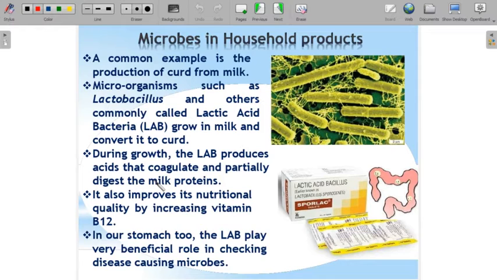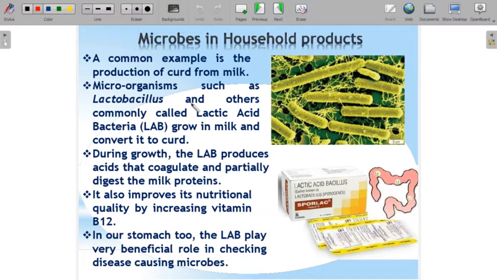Second, in the curd, the lactic acid bacteria increase the concentration of vitamin B12, cyanocobalamin. In our stomach too, the lactic acid bacteria play a very beneficial role by checking the disease-causing microbes in our gut. So drinking curd is very good for controlling the microbial flora in your gut.